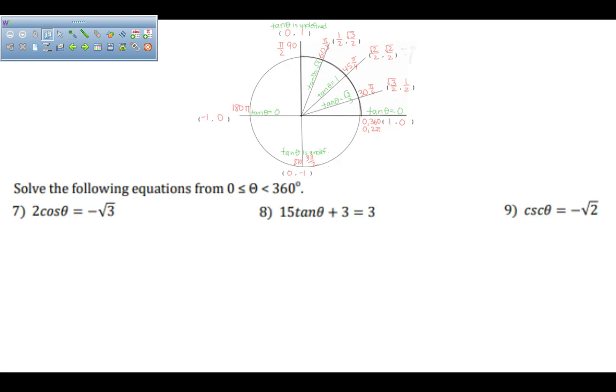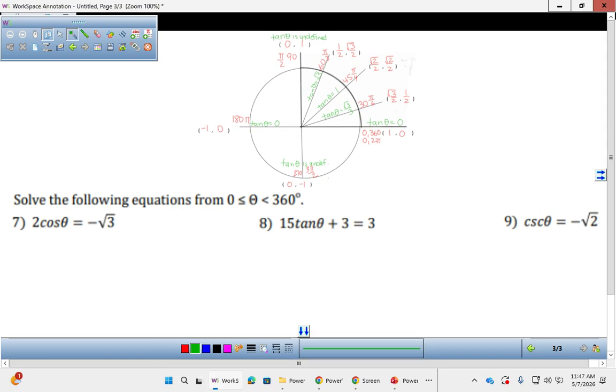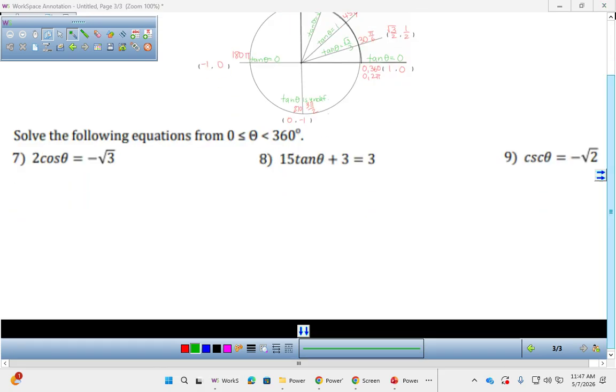The next section here is solving equations. Still, I need to use a completed unit circle for this, so I'm just using the one that I have here. You're going to have to complete the unit circle for your quiz. So the first thing I want to do here is get the trig function by itself. So I would divide out this 2, and I get that the cosine of theta equals negative √3 over 2.